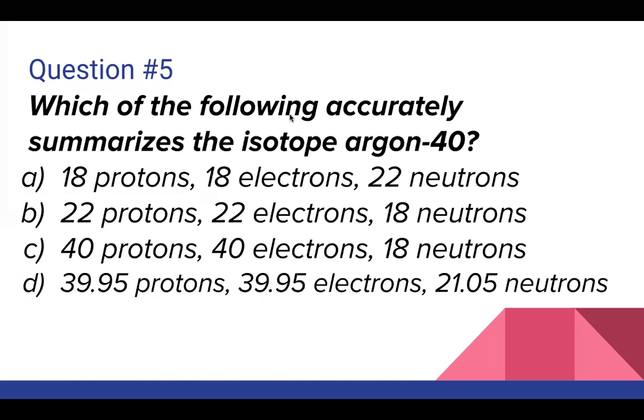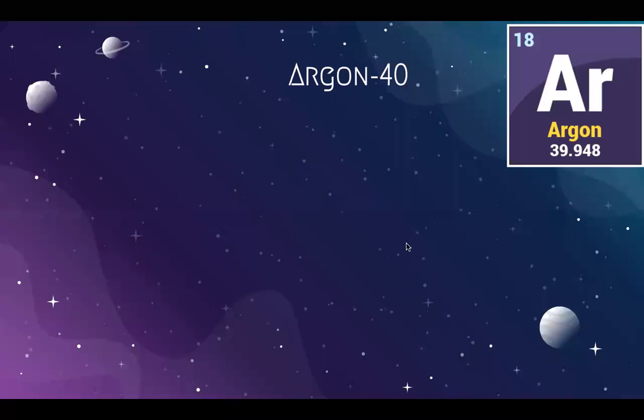Question number 5, which of the following accurately summarizes the isotope argon-40? So this is an isotope of argon, and this particular form of argon has a mass number of 40. That means the number of protons plus the number of neutrons should add up to 40. So going through this, 18 plus 22, that equals 40. 22 plus 18, that equals 40. 40 plus 18 does not equal 40, so that's not going to be right.